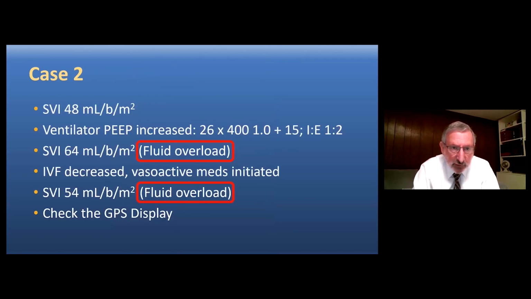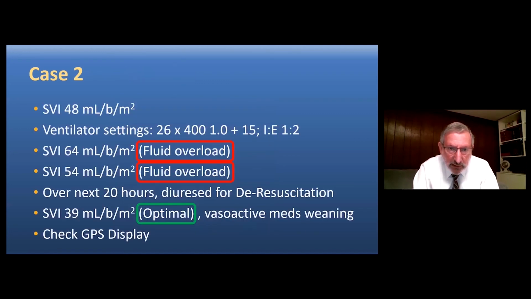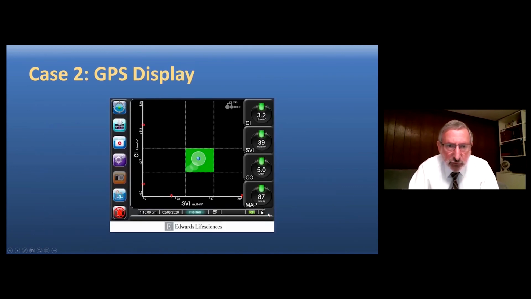There was not diuresis, but the IV fluids were decreased, and the next GPS display was moving down nicely to 54. And after that, as we used diuresis, we were able to wean the vasoactive meds off. The final dot was in the green box. The patient had recovered during an organized, methodical de-resuscitation to bring the patient back to normal.